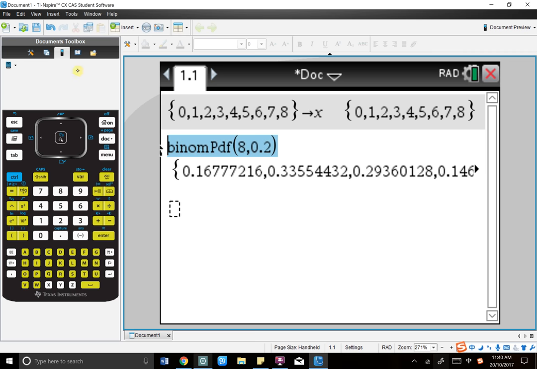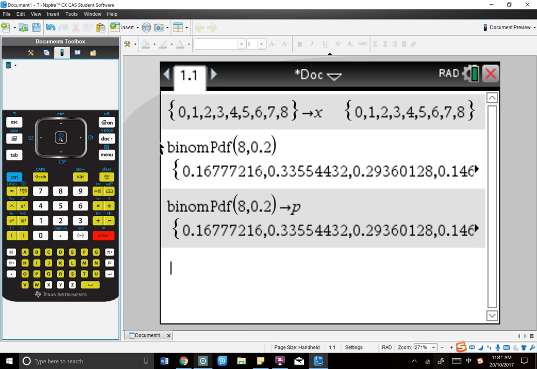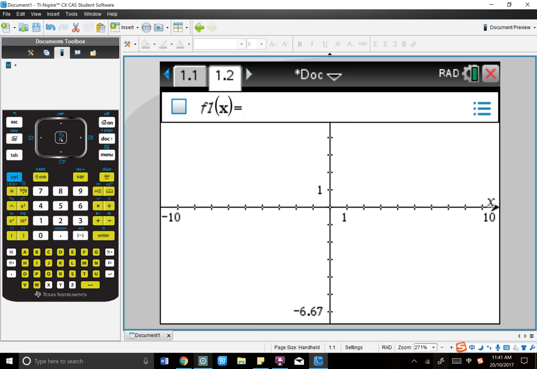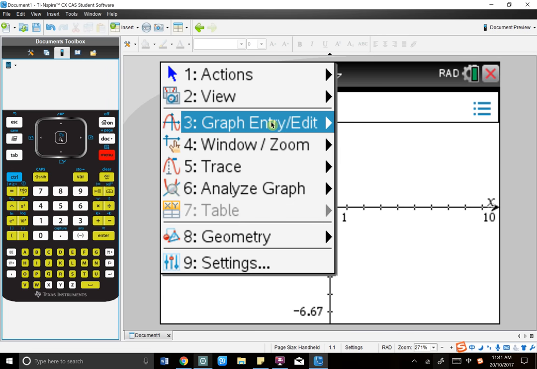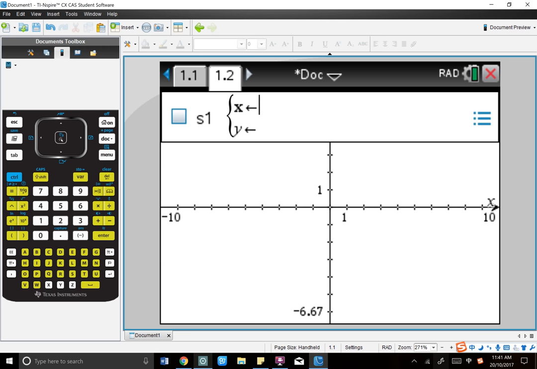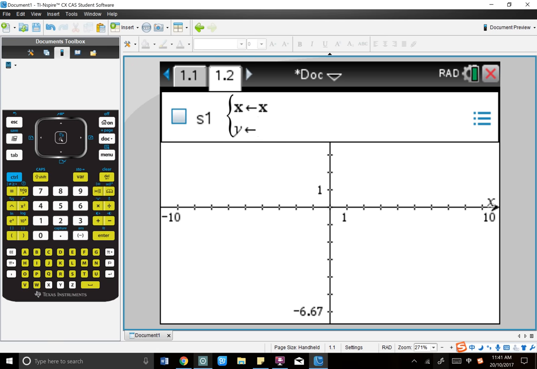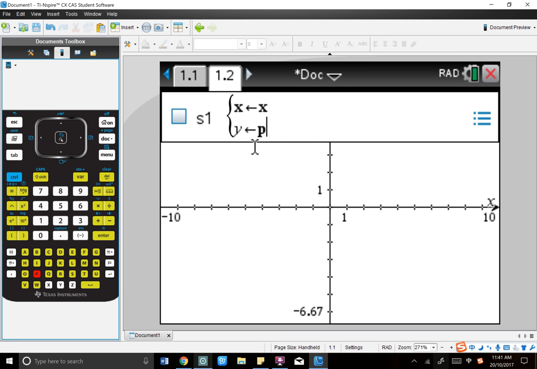Go to copy the top line down. And control VAR gives a value called this P. That's the probability. That says P. Okay, that's the probability of each individual value. And go enter, okay? So you save the value of x and you also save the probability for each individual point. And now go to the graph page. Okay, go menu, number 3, graph entry and edit, and go scatter plot. Okay, the x you press x in, the y you press p in. That's the two things you defined before.